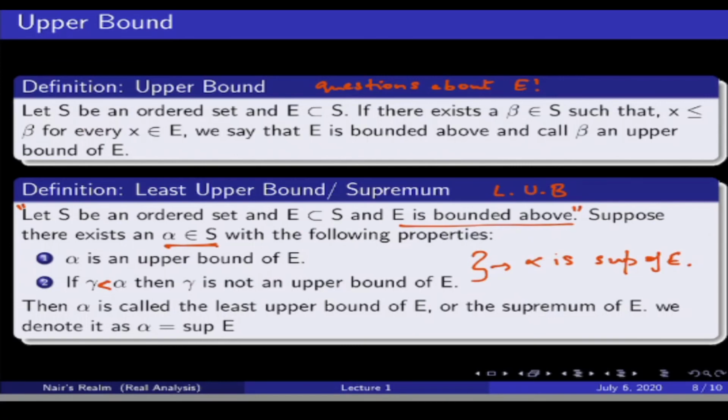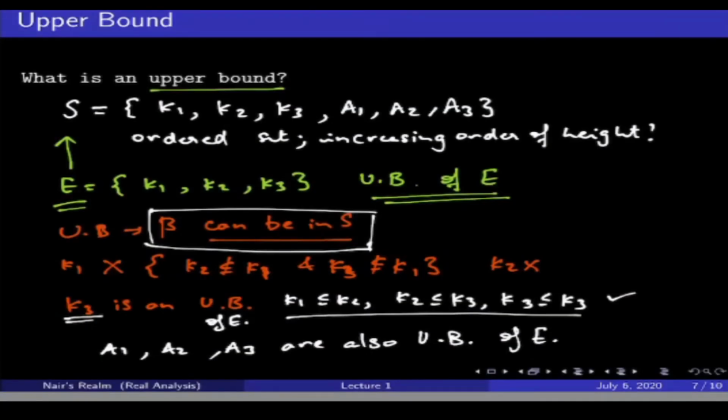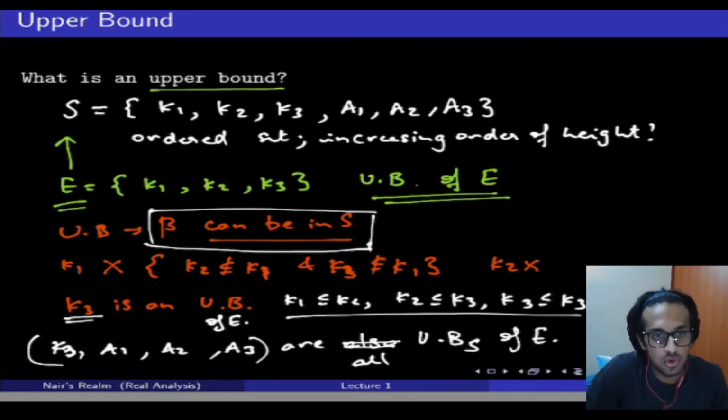So what does this mean? Let's go back to our example and try to understand it. Just bear with me for a second and we'll get through it. Here all the upper bounds are, if I were to write this properly, K3, A1, A2 and A3. They are all upper bounds of E.